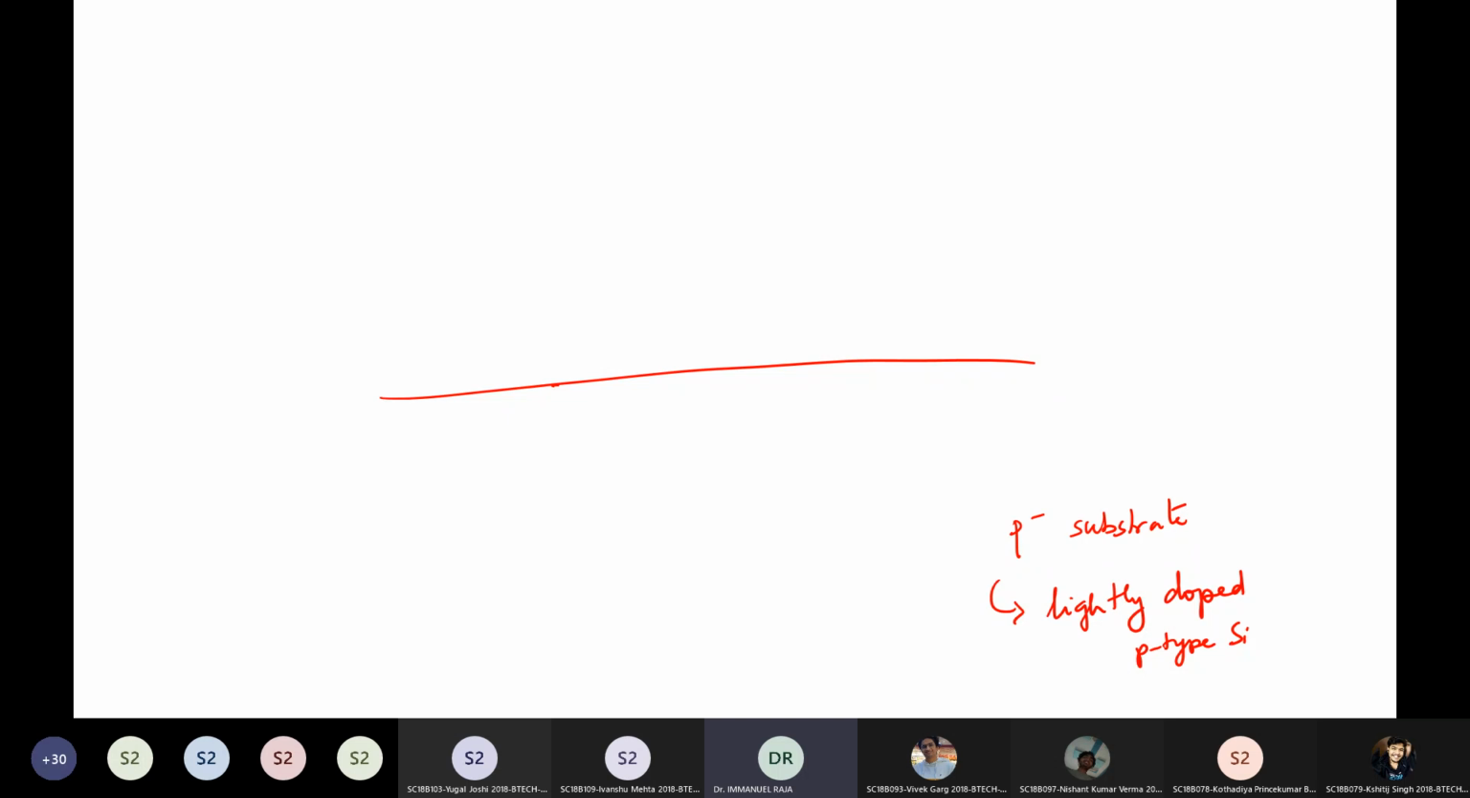Now, how do you form your MOSFET? As the name suggests, the expansion is metal oxide semiconductor field effect transistor. Most of you would have learned this in one of the earlier courses. MTech students, you would have come across this in your BTech. Now, what does it mean? It means that there is a metal, there is an oxide, and there is a semiconductor.